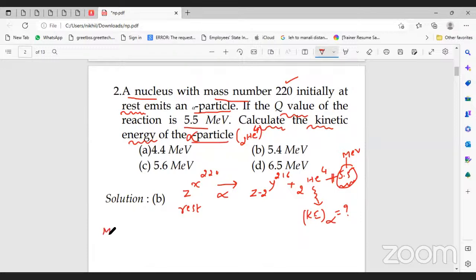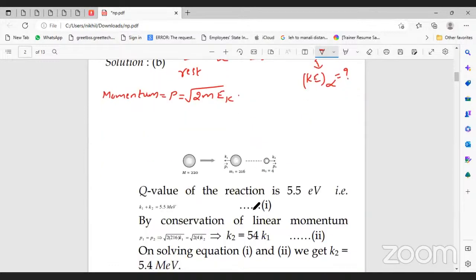Momentum is denoted with the symbol P. That momentum is given by the formula square root of 2 times mass times kinetic energy. What does EK represent? Kinetic energy. So here one is the alpha particle, and the other is going to be the daughter nuclei. So you take the conservation of momentum, and you know the mass number conservation.